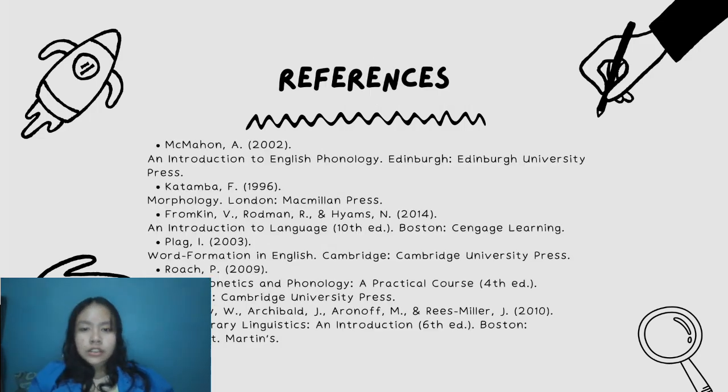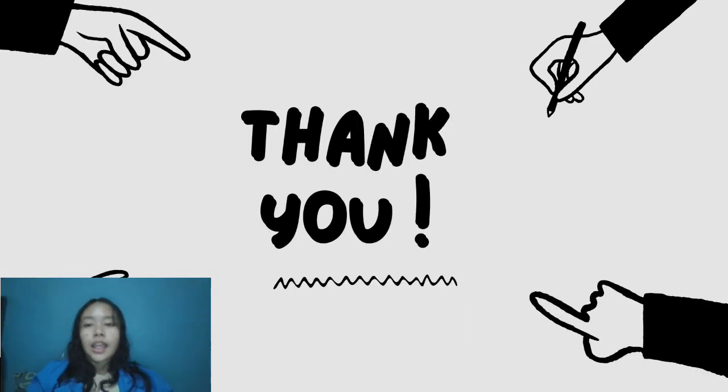The references used in this presentation include McMahon, Katamba, Fromkin, Clark, Roach, and O'Grady. That completes my Project 2 presentation. I have explained two topics in part 1 and analyzed four sections in part 2, including assimilation, metathesis, epenthesis, IPA pronunciation, and stress patterns. Thank you very much for your attention.